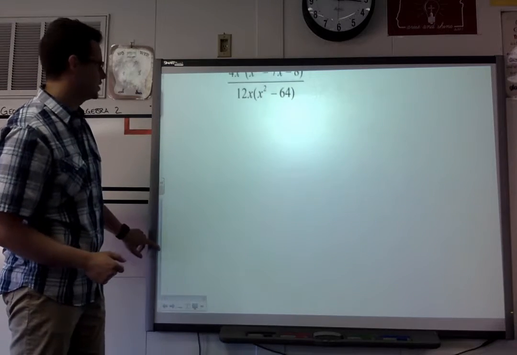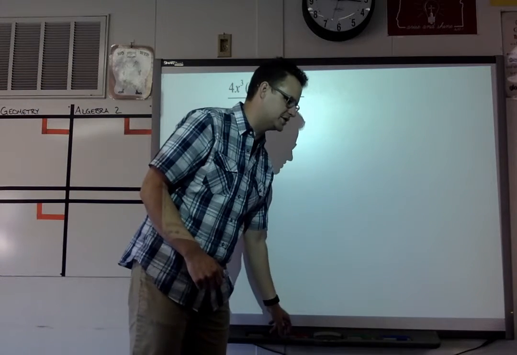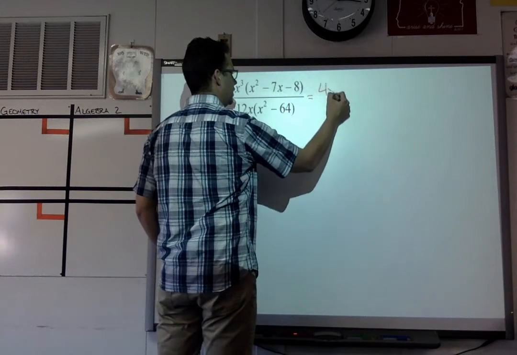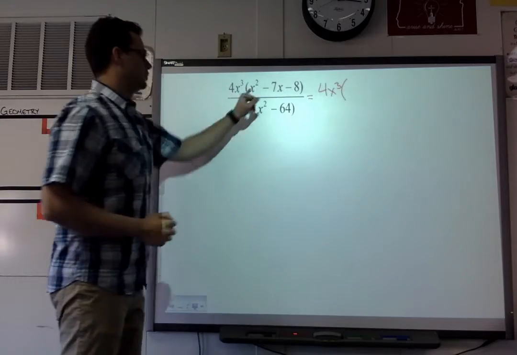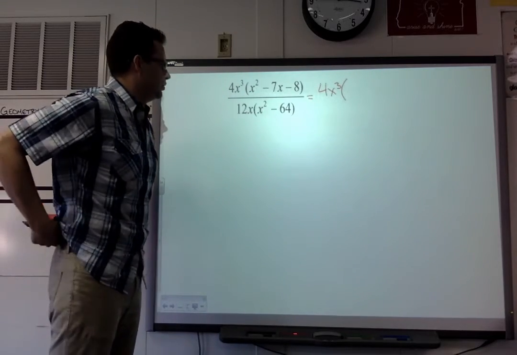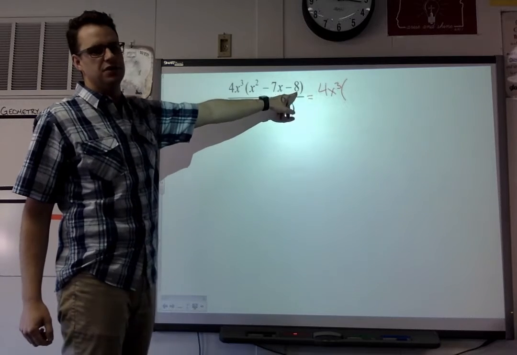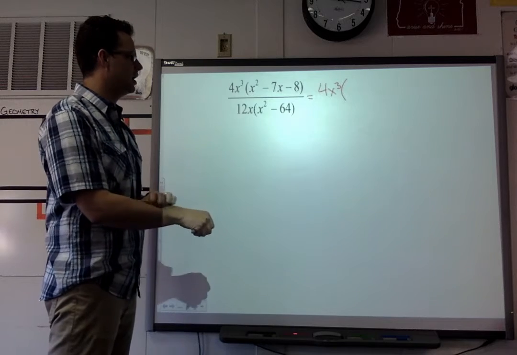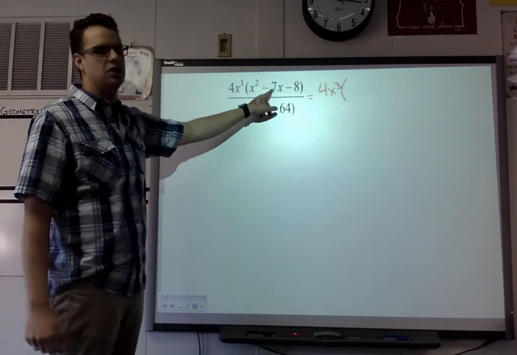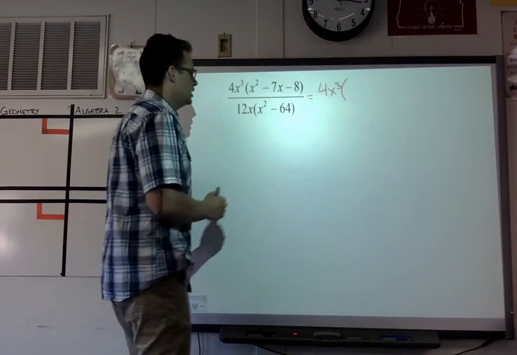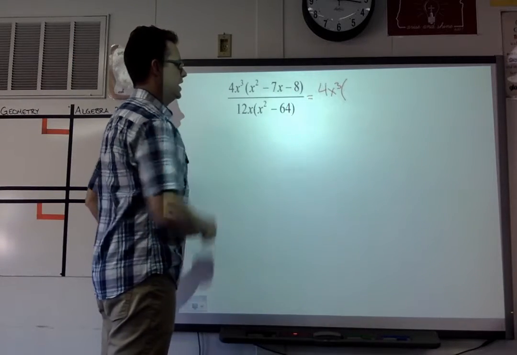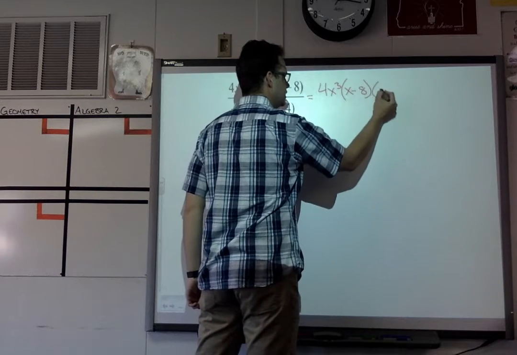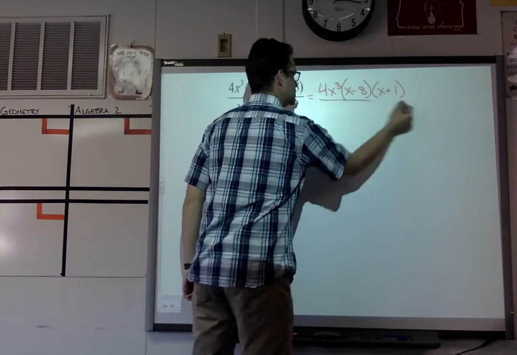So again, we always want to start by getting everything factored as much as possible. So here we would have 4x cubed. Then we need to factor out our trinomial here. In order to factor this, we need to come up with 2 numbers that multiply to negative 8 and add to negative 7. I know it's going to be a negative and a positive, and I know the negative will be the larger number since they add to a negative. So multiply to negative 8, add to negative 7 will be x minus 8 and x plus 1.